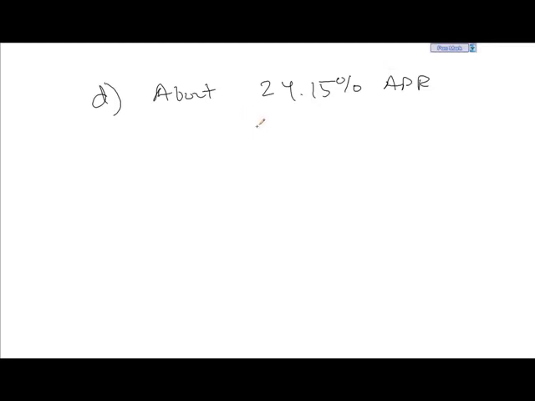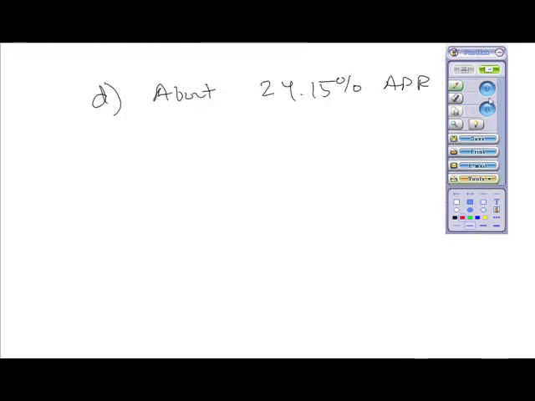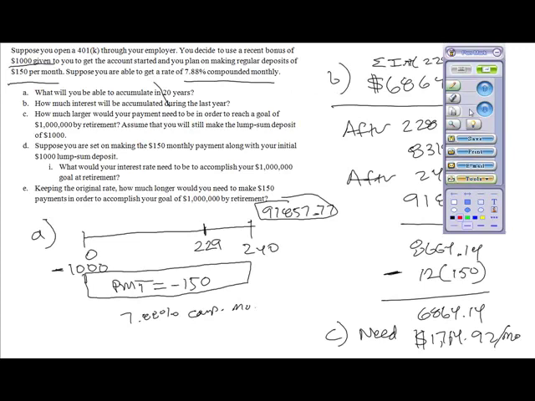So this is totally unfeasible unless you get some great new Google type stock where it just sort of streams in money. So this may be an unrealistic goal. In letter E, keeping the original rate, how much longer would you need to make $150 payments in order to accomplish your goal of $1 million?